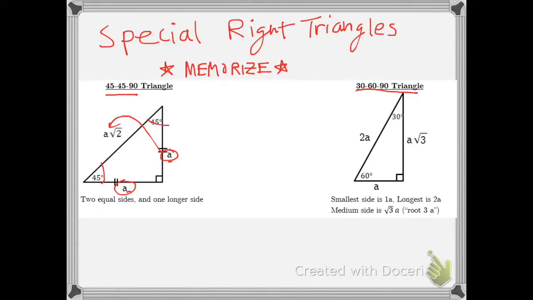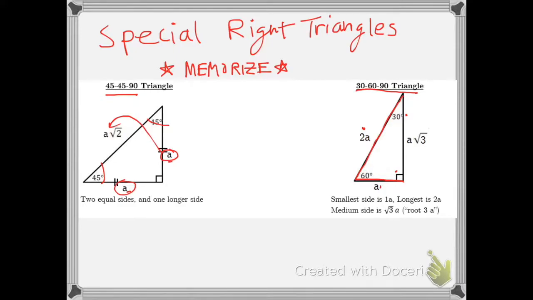The 30-60-90 is a little more complicated. You have two angles, one smaller than the other and one bigger than the other. So notice that the smallest side is across or opposite the smallest angle, right? A is across or opposite from 30. The biggest side, the longest side, which is 2A, is across from the biggest angle. And the medium-sized side is across from the medium-sized angle. So that hopefully makes a bit of physical sense to you. The relationship here is that the longest side is twice as long as the shortest side. Do you see that? It's 2A compared to A.